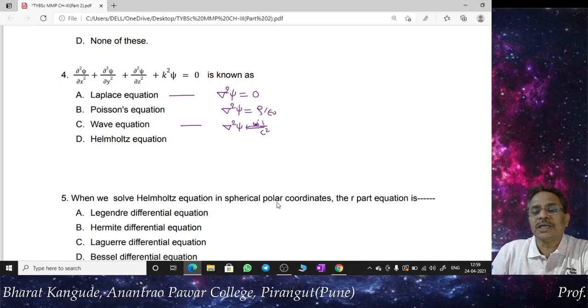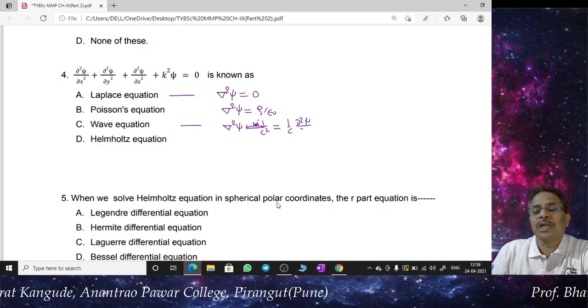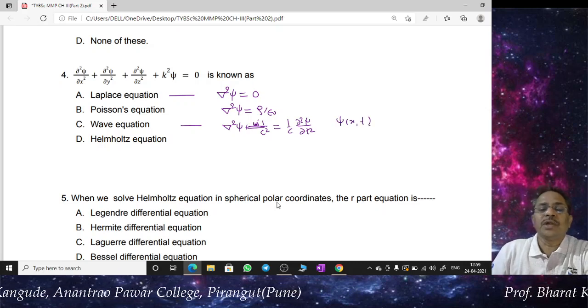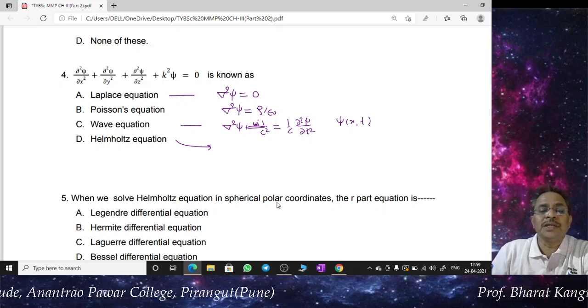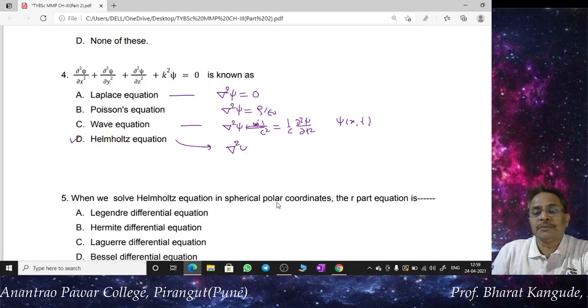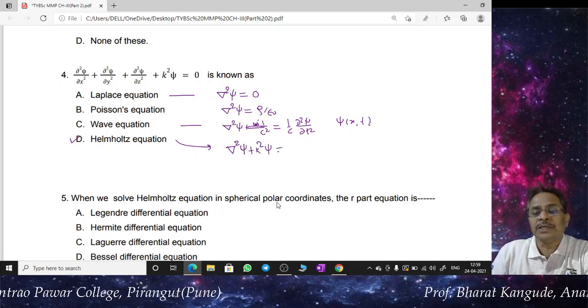Del square psi is equal to 1 upon c square into del square psi upon del t square, where psi is a function of x and t. This is called the wave equation, and what remains out of this is the Helmholtz equation. So in short, we write the Helmholtz equation as del square psi plus k square, some constant k square, into psi is equal to 0.